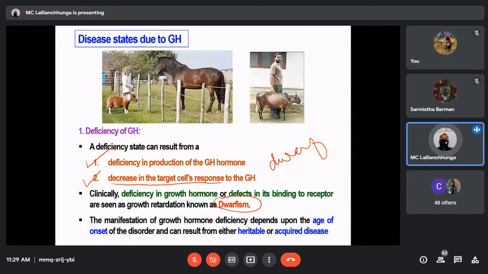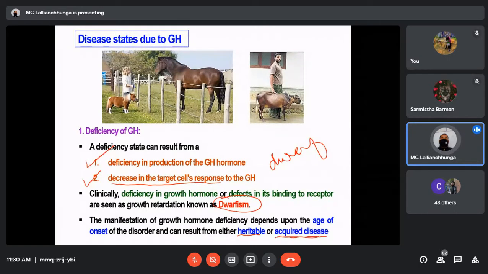So the manifestation of growth hormone deficiency, this dwarfism, depends upon the age of onset of the disorder and can result from either heritable or acquired disease. It may be heritable. Heritable means a person may be inheriting the genes from either of his or her parents. So it can be acquired also, not from the parents. So age of onset is very important. If the onset is very early, that person will become dwarf.